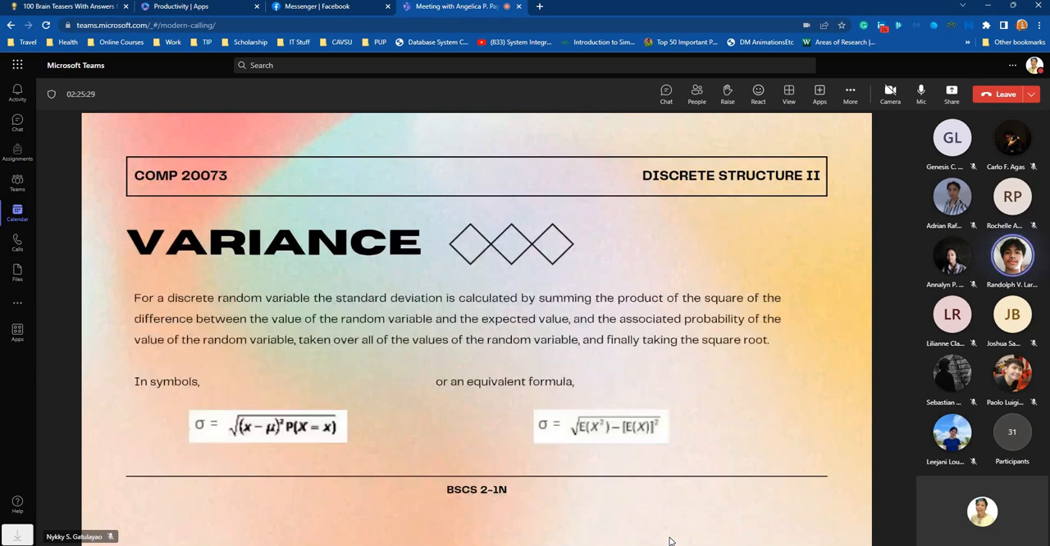So, ayang nakikita nyong formula na yan, ayun yung standard deviation. Pero since ang tinatalakay natin is variance, ang variance is yung squared lang nung standard deviation. So, tatanggalin mo lang yung square root nung standard deviation. Next.